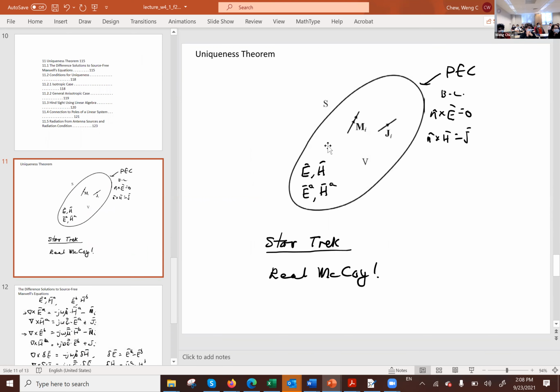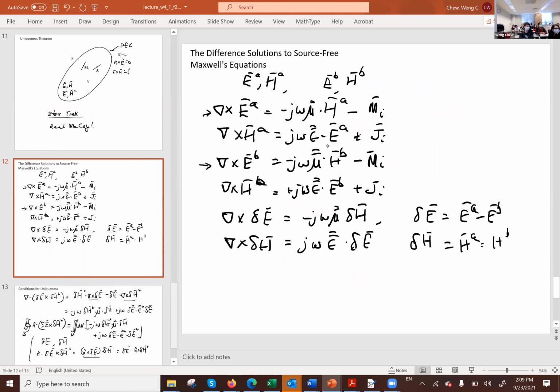Then we move on to study the uniqueness theorem. Okay, the uniqueness theorem ensures that we have only one solution for a specified boundary condition. So you need to guarantee only one correct solution. So let's assume that we have two solutions that are different. So what we did then was to assume that there are two possible solutions and then come up with an equation for the difference of the solutions.